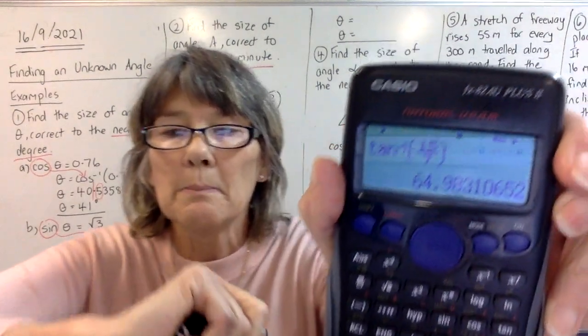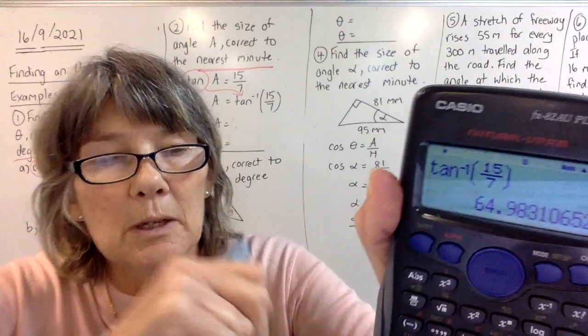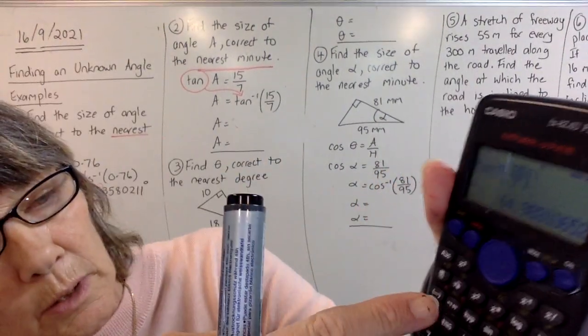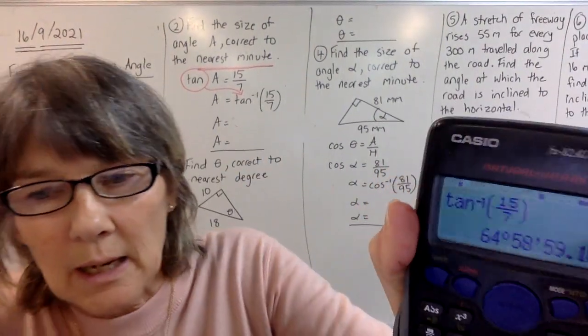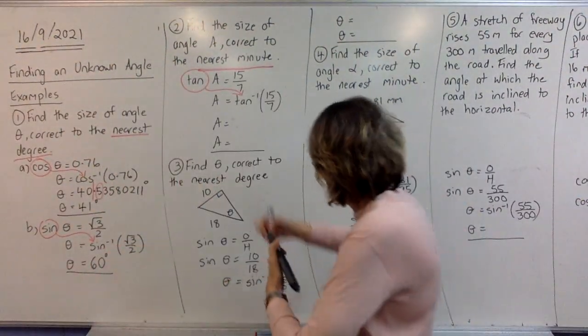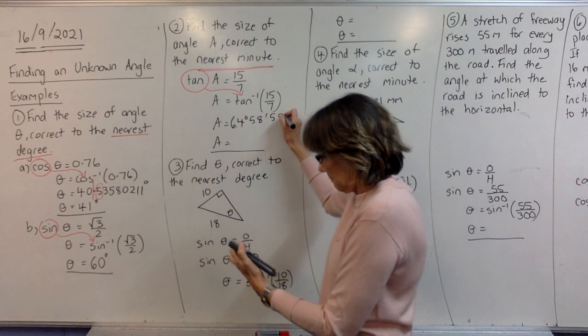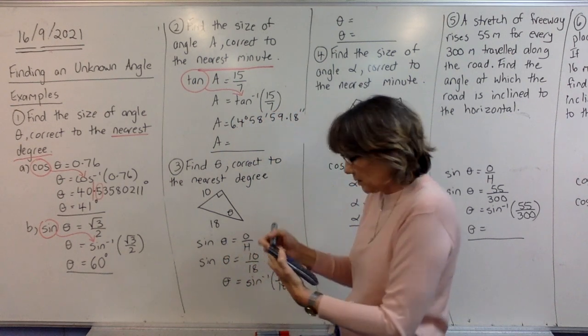All right, now remember, that's in degrees. But this question has to be in degrees and minutes, so what we're going to do is press the degrees key. It comes up with that answer. So that's what I'm going to write down. Okay, now what does all that mean?